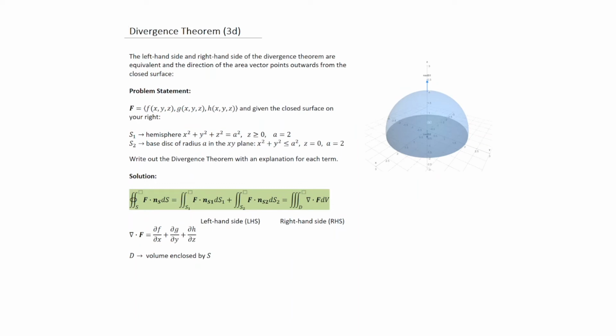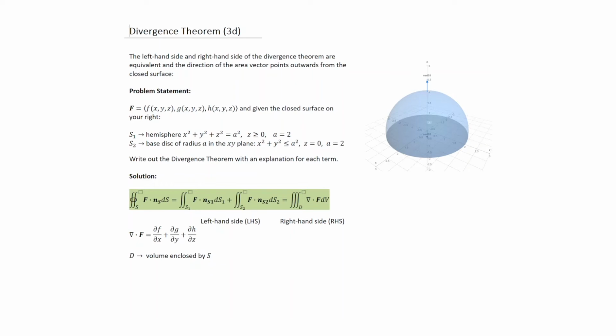All right, so then we looked at the divergence theorem, and all I've done is summarize the key points. What does it mean? What are the conventions? The left-hand side and right-hand side of the divergence theorem are equivalent, and the direction of the area vector, which is basically a surface area vector, points outwards from the closed surface. That's the convention.